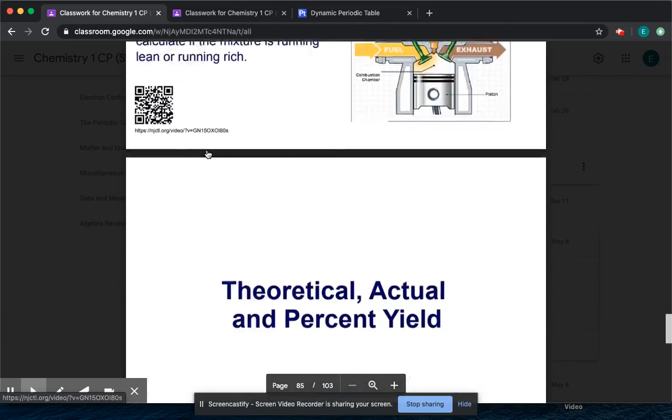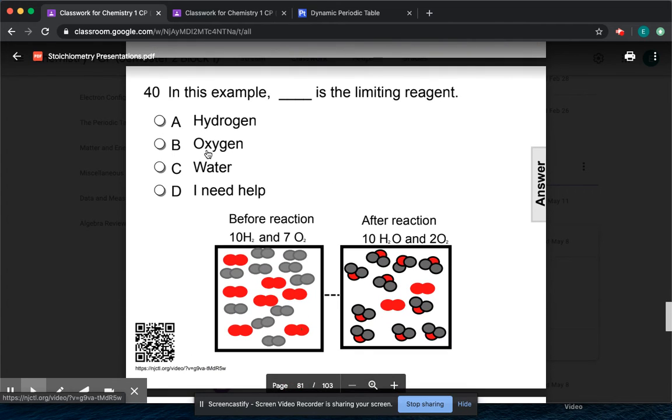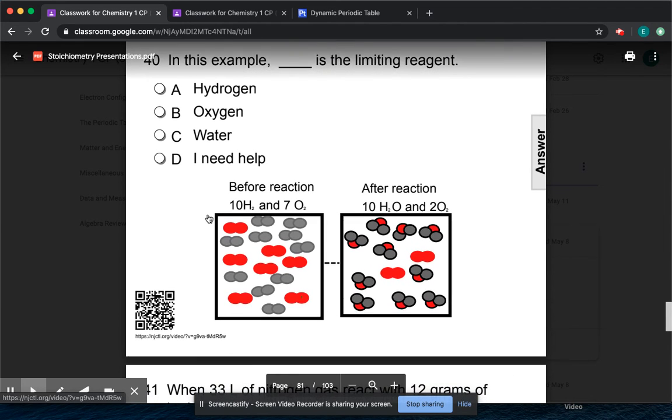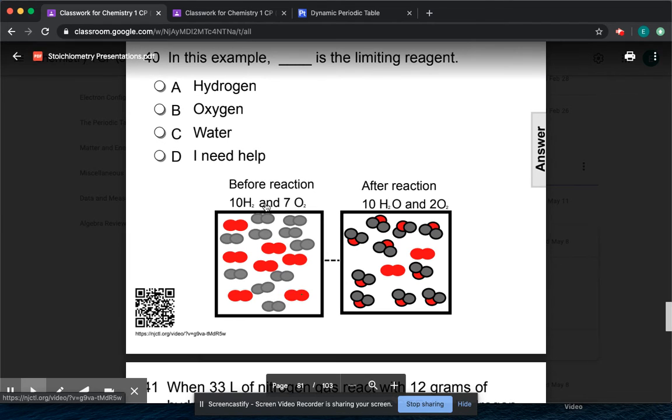There are only 2 examples left, or 3. I'll do these real quick and we will call it a day. In this example, blank is the limiting reactant. So what is going on? What is reacting? We have hydrogen and oxygen reacting to make water. This is the chemical reaction: H2 plus O2 makes H2O.